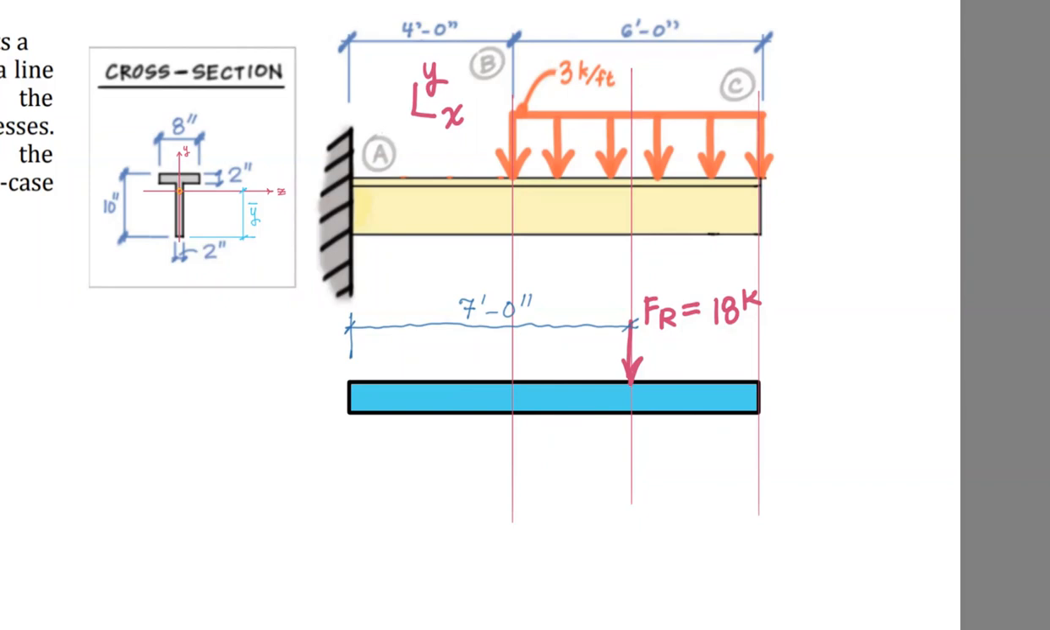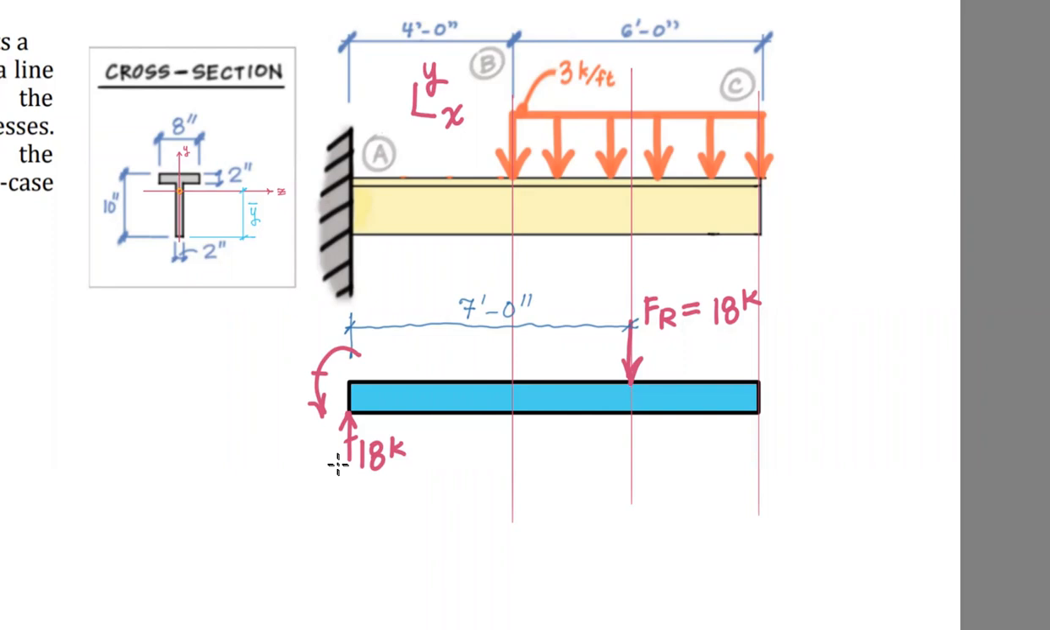Let's do our reaction. So let's start with summation of forces in the y direction equals 0. Over at the fixed support, I pick up all of that 18 kips. Let's pop that in as a reaction. I also need a moment reaction. Whenever you see this fixed plane, do not forget to calculate and include your moment reaction. Assume it's non-zero. It can always coincidentally happen to be zero, but always assume it's non-zero and calculate it.